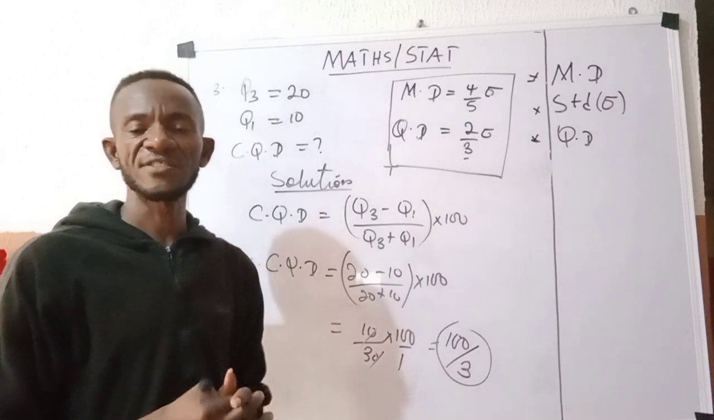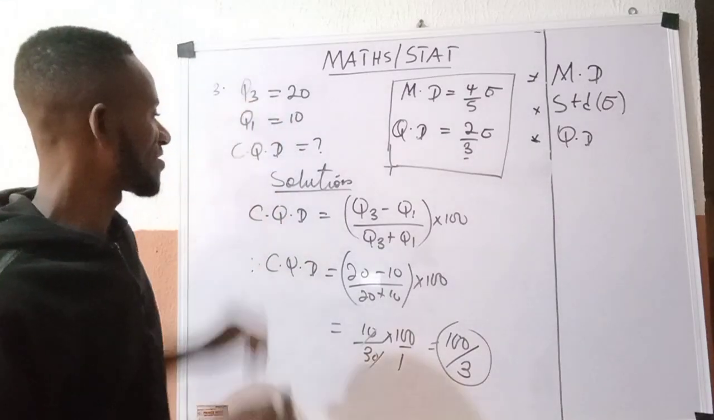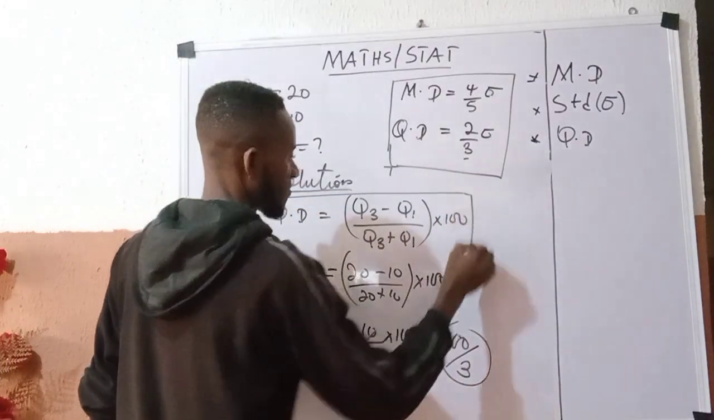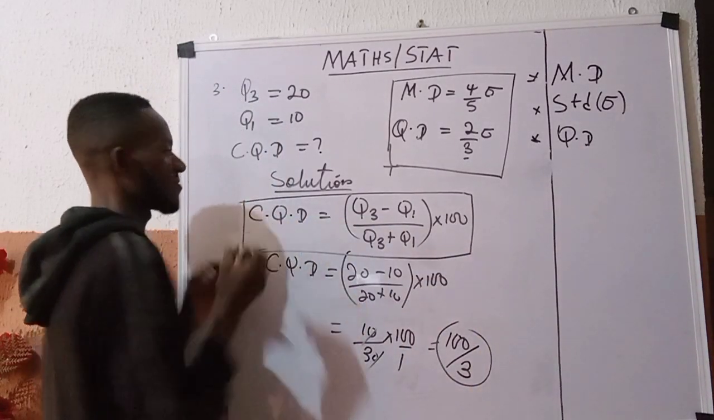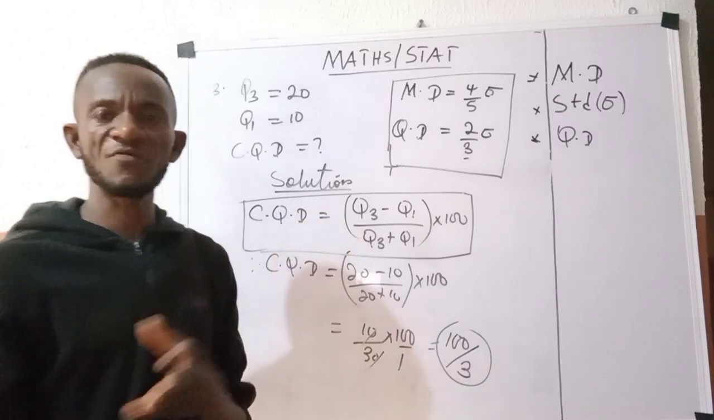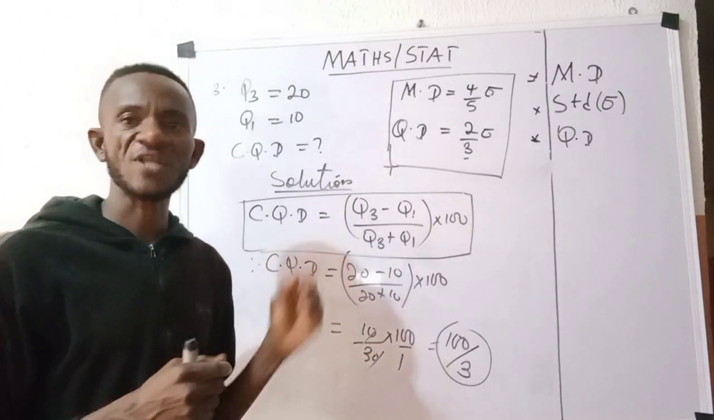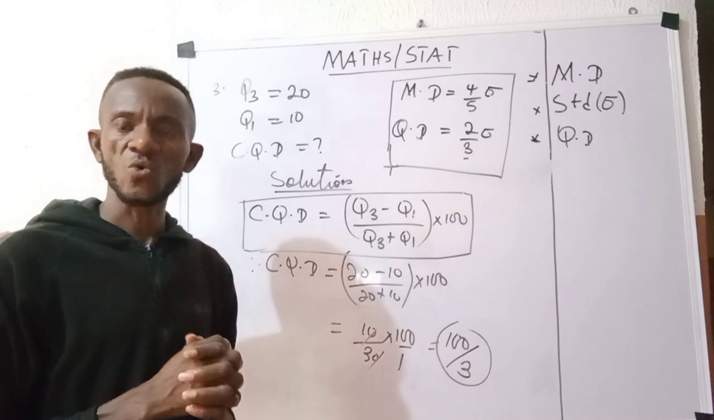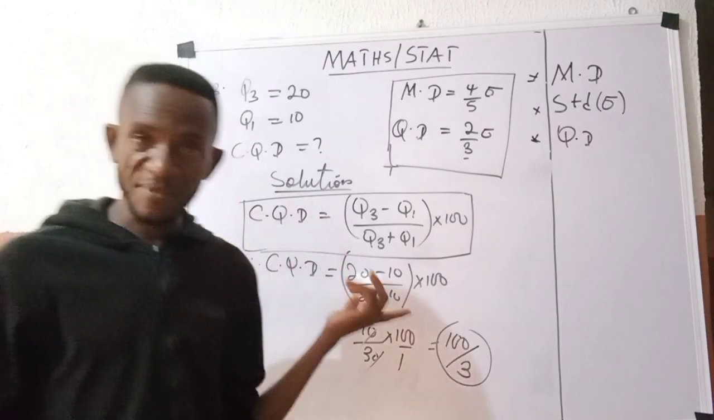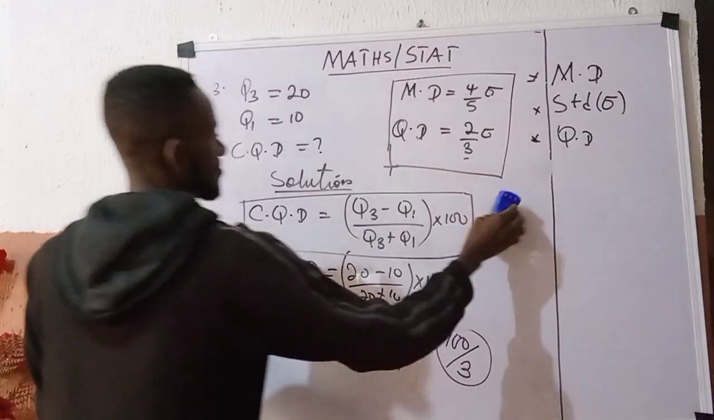Coefficient of quartile deviation. So the moment they ask you this kind of problem, please do me a great favor by remembering this formula for me. We always have what we call coefficient of variation, coefficient of regression, coefficient of this. This is the coefficient of quartile deviation. Thank you very much. Permit me to clear here while we draw another question.